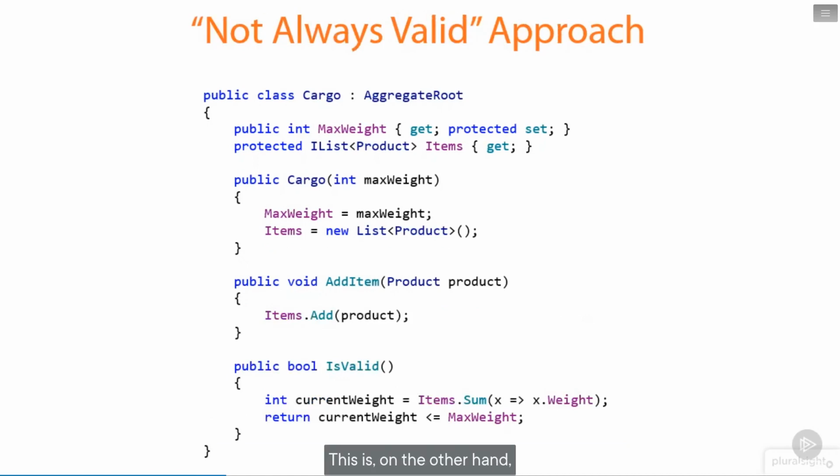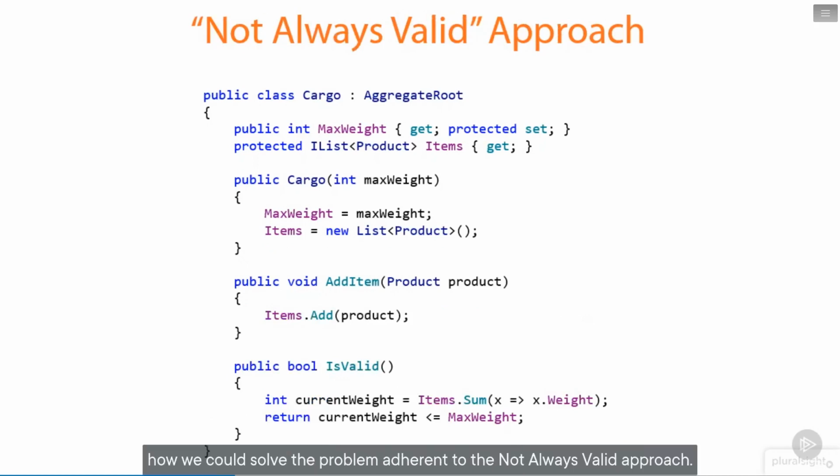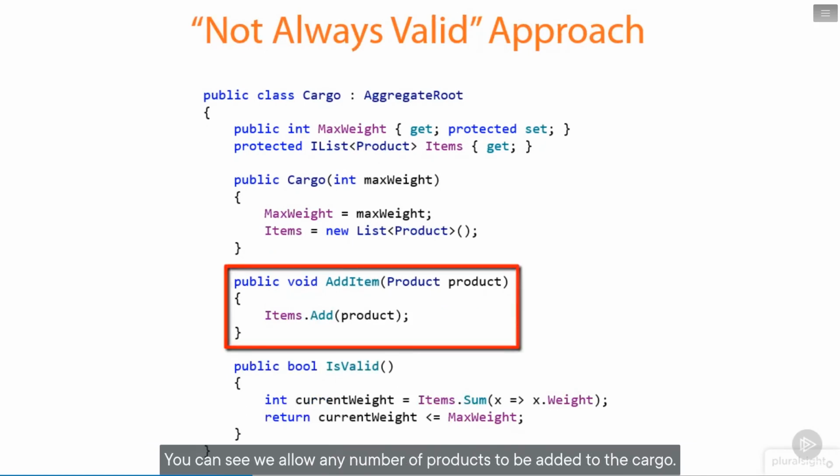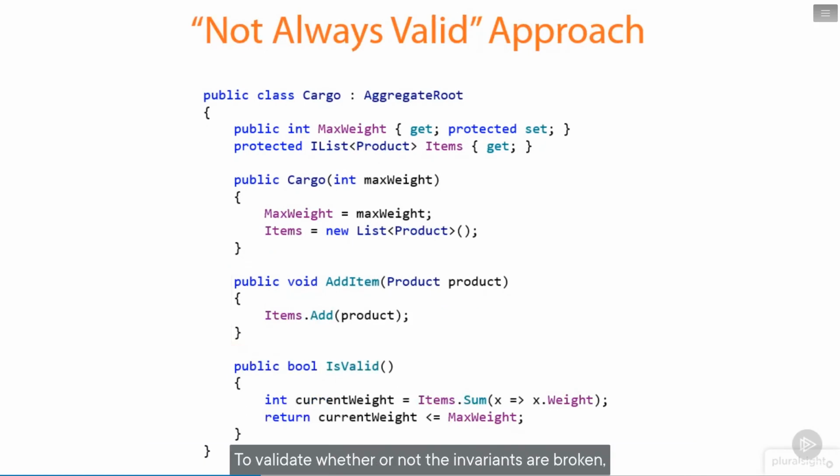This is, on the other hand, how we could solve the problem adhering to the not always valid approach. You can see we allow any number of products to be added to the cargo. To validate whether or not the invariants are broken, we introduce a separate isValid method. Both techniques have their own pros and cons.